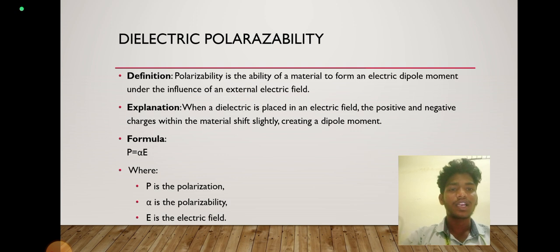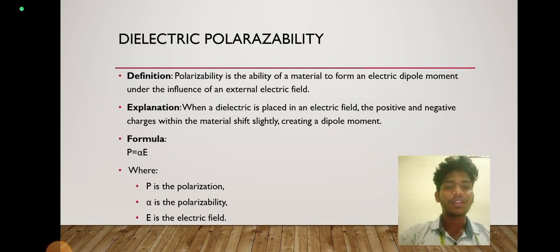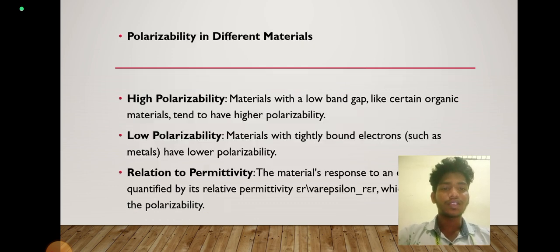Here we can see the explanation. When a dielectric is placed in an electric field, the positive and negative charges within the material shift slightly, creating a dipole moment. Here we can see the formula where P equals alpha E. P is the polarization, alpha is the polarizability, and E is the electric field.